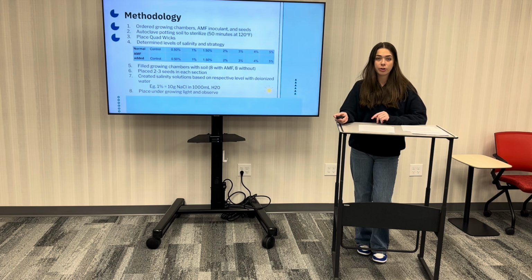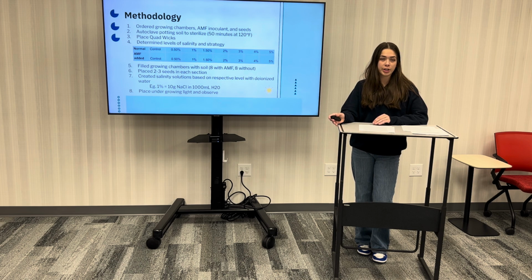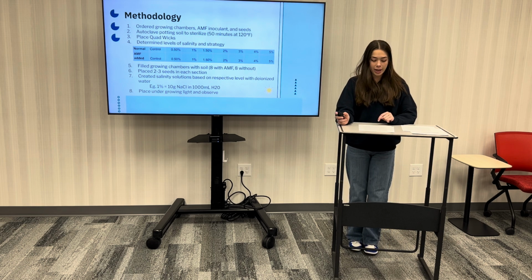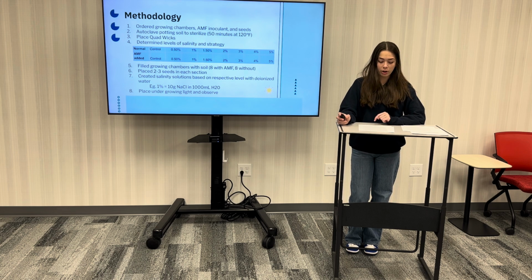Once they were all ready, I started to water them with their respective levels of salinity. For example, to make the 1% mixture, I added 10 grams of NaCl to 1,000 milliliters of deionized water to make that 1% solution, and then watered the plants and growing chambers that were labeled with the 1% solution. And I did that for all of the respective levels with the correct amounts. I also would like to note that I used gloves as needed throughout the experiment to maintain a sterile work environment. And after I had finished setting up the plants, I placed the containers under growing lights and added water to the containers as needed over the days as I waited for results to show.